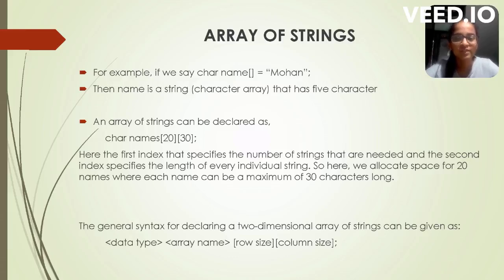So here the first index, 20, specifies the number of strings that are needed, and the second index, 30, specifies the length of every individual string. So here we allocate space for 20 names where each name can be of maximum 30 characters long. The general syntax of a two-dimensional array, or an array of strings, can be given as data type, array name, row size, and column size.